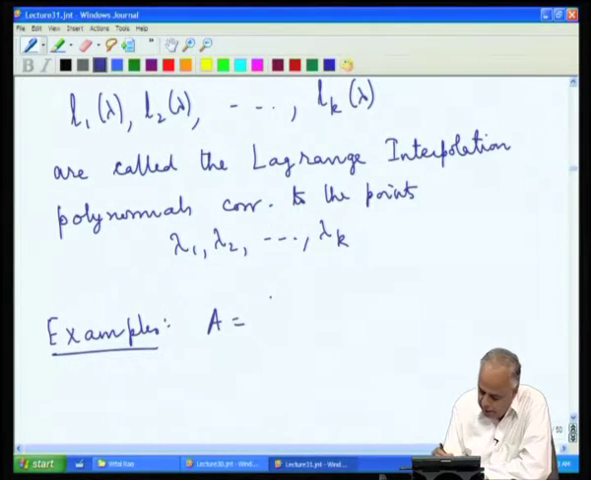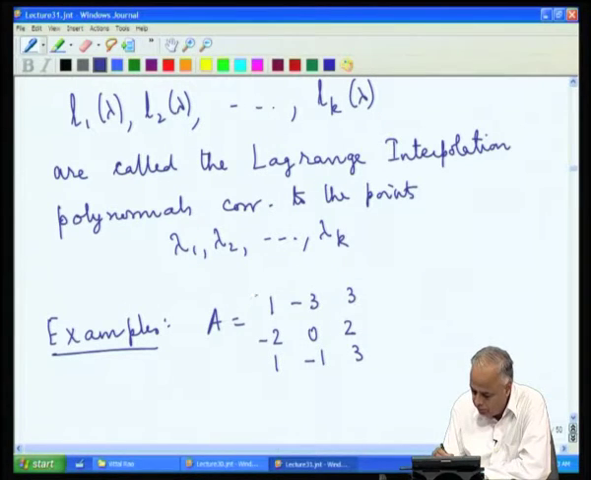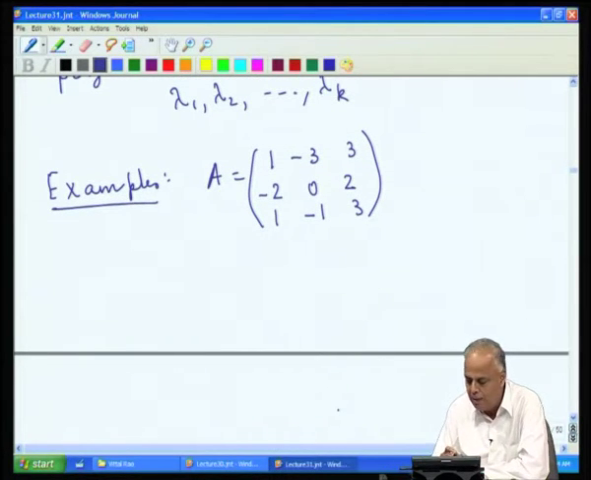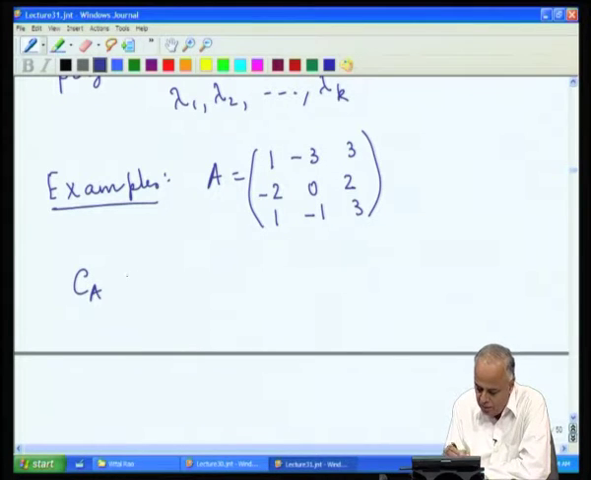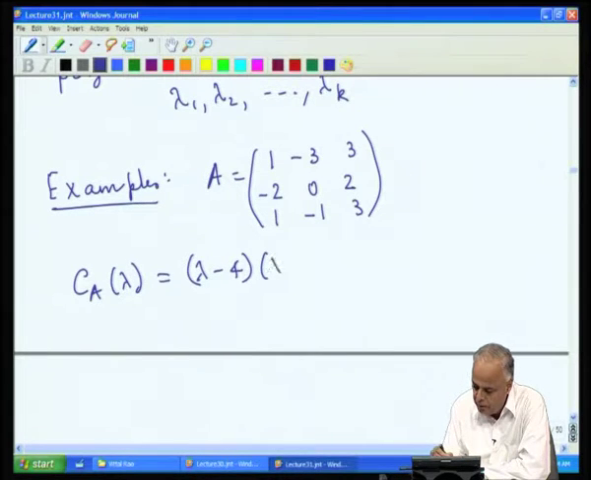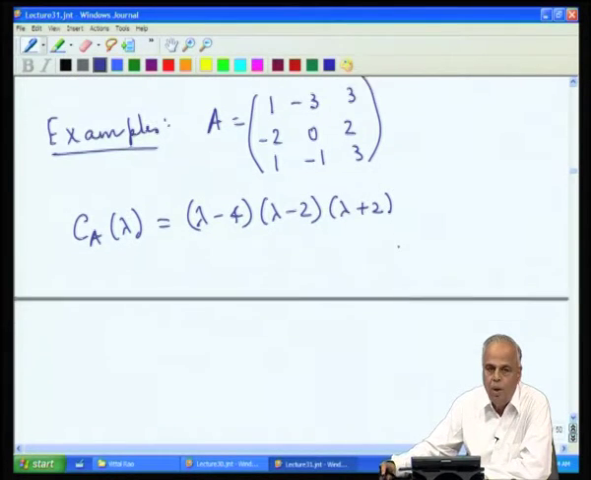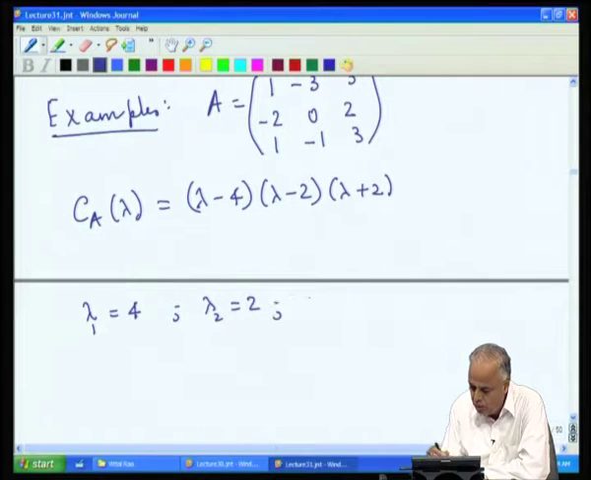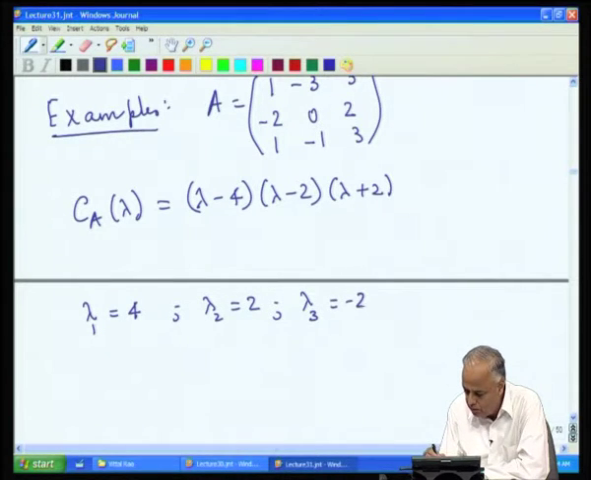Let us look at this matrix again: 1, minus 3, 3; minus 2, 0, 2; 1, minus 1, 3. This is the same matrix which you have seen at the beginning of the class as well as in the previous lectures, and we have found that the characteristic polynomial is lambda minus 4 into lambda minus 2 into lambda plus 2. Now, what are the eigenvalues? The distinct eigenvalues are lambda 1 equal to 4, lambda 2 equal to 2, lambda 3 equal to minus 2.